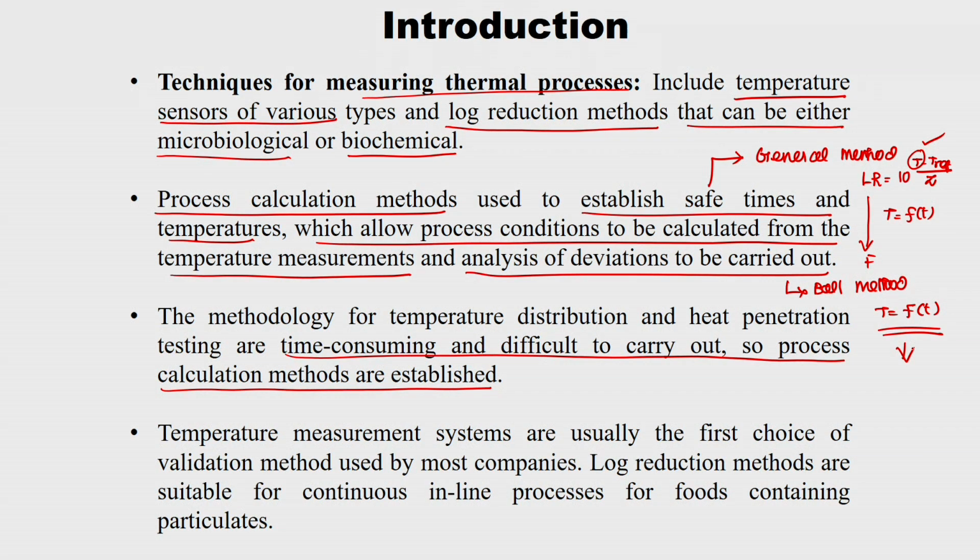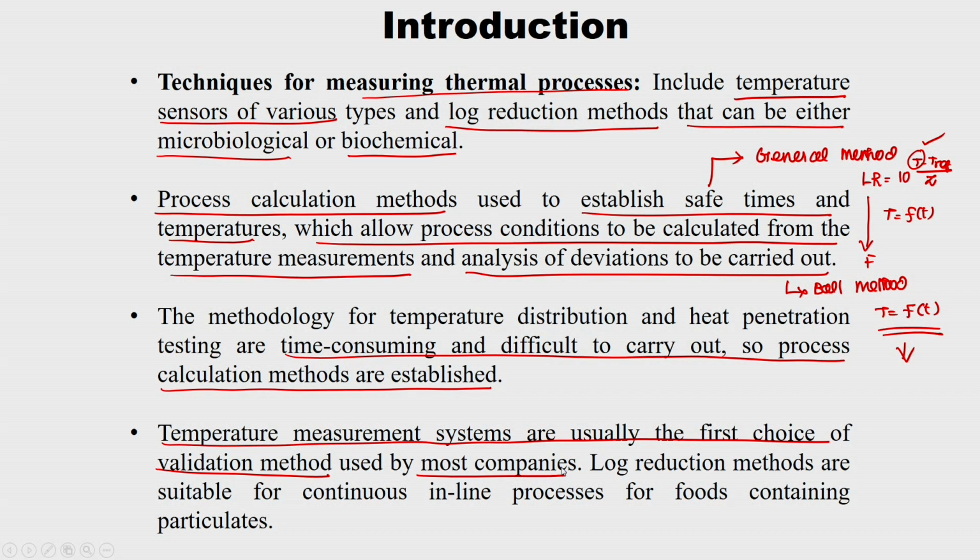And also, if you remember what we discussed in the previous lectures, it gives me the flexibility in the sense I can change my product temperature, I can change the type of food, in the sense I can change parameters, right. So viscosity, density, those parameters I can change, and I can come up with a wide variety of temperature time combinations, right. And temperature measurement systems are usually the first choice of validation method used by most companies.